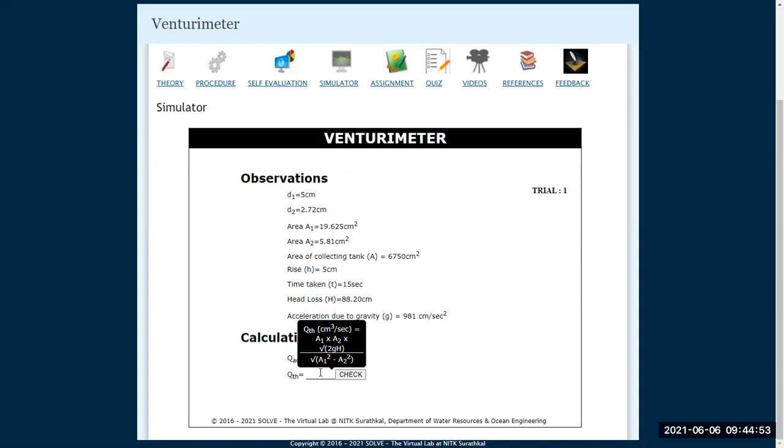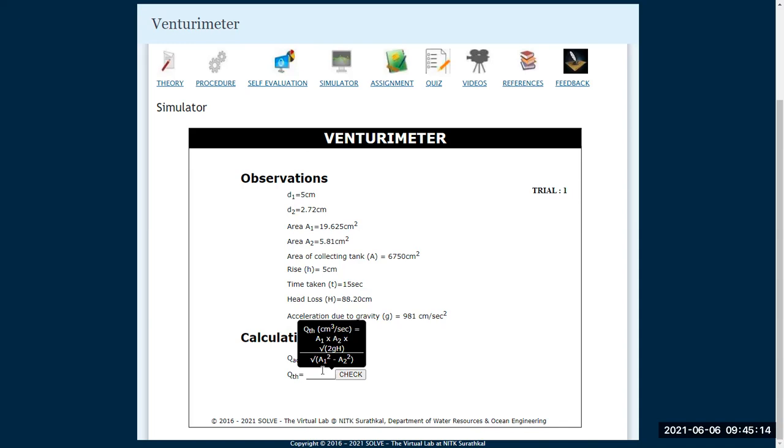Next, we have to calculate the theoretical discharge. The theoretical discharge formula is A1 A2 root 2 g h divided by square root of A1 square minus A2 square. Here we have the A1 value. A1 is 19.625. If you see here, we have the area values.